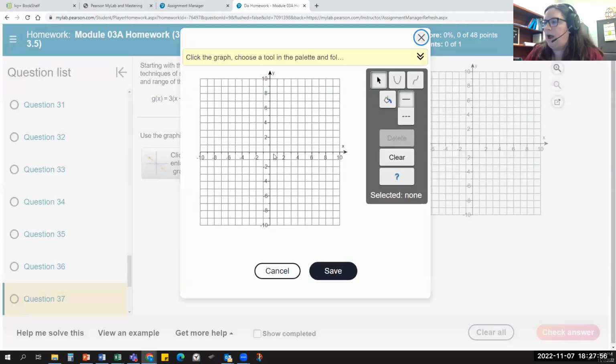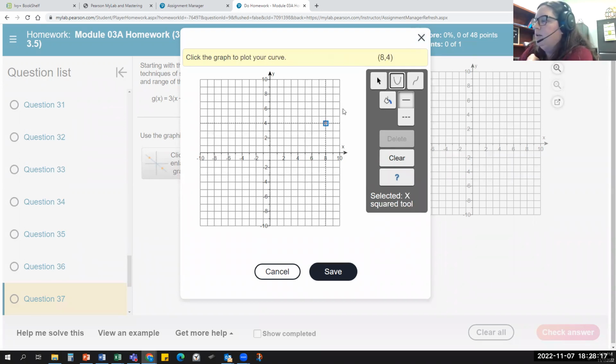So you click on the graph. The first thing you need to figure out is, this tool is only used for square and cube functions. So you have to look and figure out, is it a square or a cube? If it's a square, you choose the square tool. If it's a cube, you choose the cube tool. If you hover over it, it'll even tell you which it is. So let's say you're doing a square. Then you can just click anywhere on the graph.